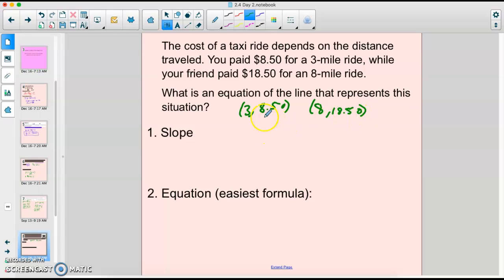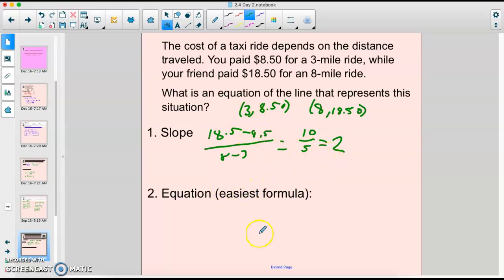All right, so now we have 2 coordinate points, and now we can find the slope of our problem here. And so let's do 1850 minus 850 over 8 minus 3. So that gets us 10 over 5. So our slope is 2. Okay, because we're going to write an equation of the line that represents this situation. Obviously, it's kind of a linear situation, right? There's a constant rate for mileage, so your line goes up the more distance you travel. So we found our slope is 2.